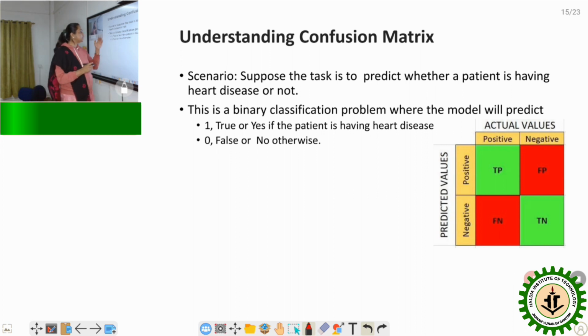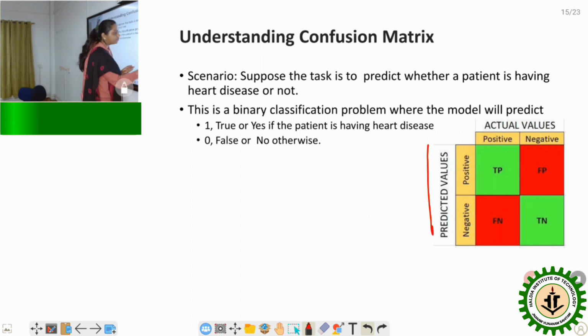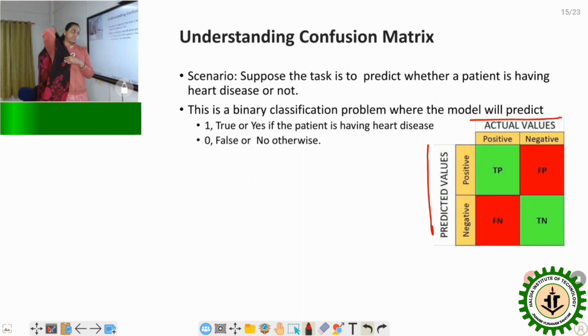This is a binary class classification problem where the model will predict 1, that means true, yes, the patient is having heart disease, and 0, that means false, the patient is not having heart disease. Now this is the typical confusion matrix for the binary class problem, where on this side we have the predicted values and on this side we have the actual values. Now what do you mean by this?